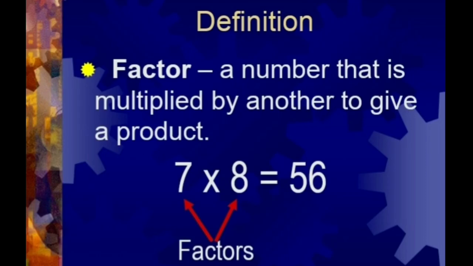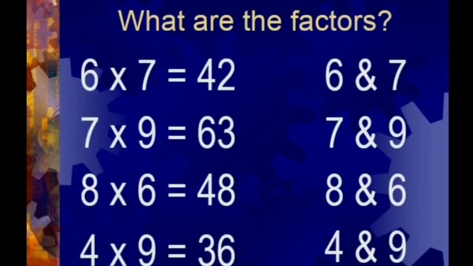We have gone through many examples for this, like here 6 into 7 is equals to 42. So, 6 and 7 are the factors of 42. 7 into 9 is equals to 63. So, 7 and 9 are the factors of 63. 8 into 6 is equals to 48. So, 8 and 6 are the factors of 48. And 4 into 9 is equals to 36. So, 4 and 9 are the factors of 36.